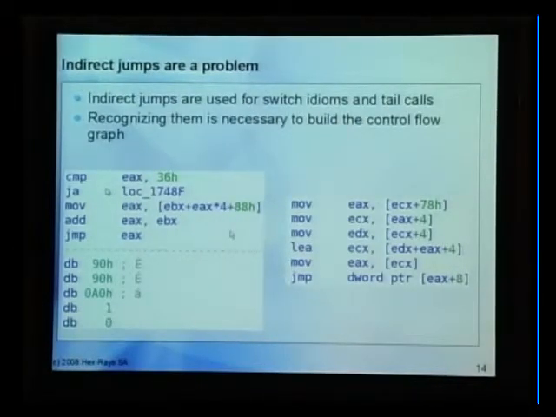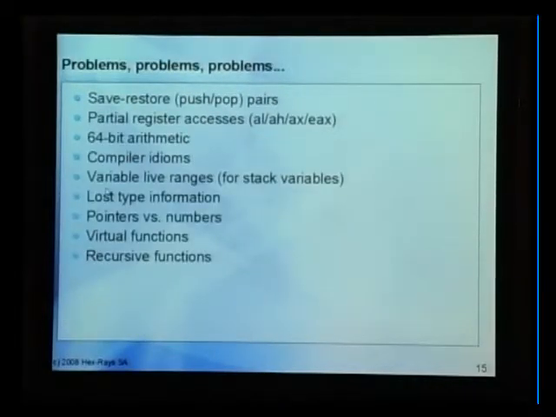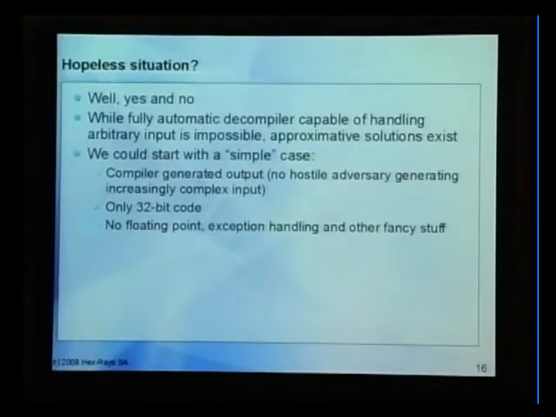Indirect jumps are also a problem. Okay, I think that I will skip this slide. You understand that we have to solve indirect jumps as well, but they are not easy to solve. And there are other problems. I will stop here because there are too many of them. So everything here can be proven: it is just impossible to solve the problem in the generic case. So we have a kind of hopeless situation.